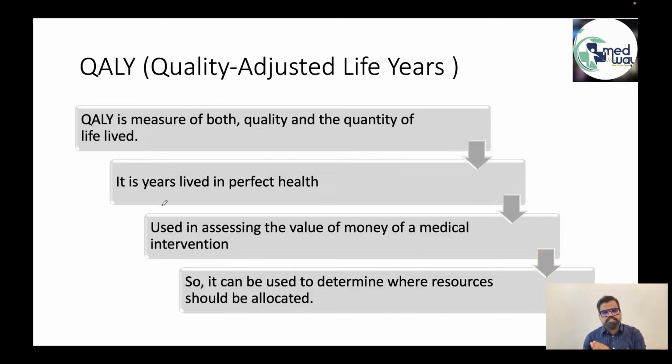QALY is just opposite to DALY. DALY talks about burden of disease, how many people are dying, how many people are diseased. So it talks about the negative things. QALY talks about quality, good things. So it measures quality and quantity of life. How much good health you are having. No, years of life lived in perfect health.